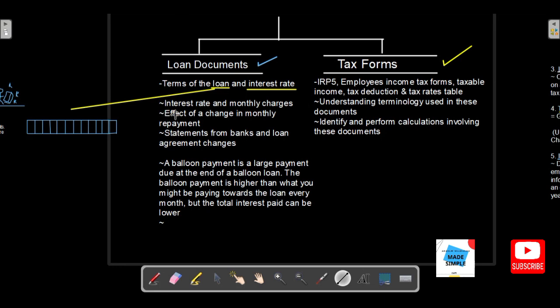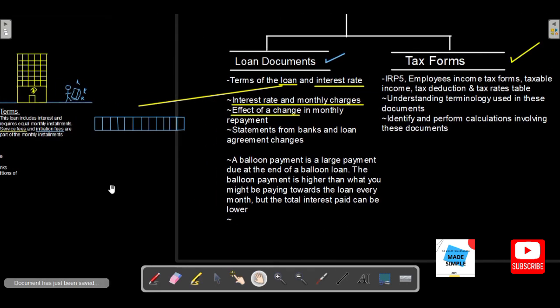We'll also look at how these relate to each other, the monthly charges and interest rates, and how they are part of the loan as well. We will also explore the effect of a change in a monthly repayment. Remember, monthly repayment changes, and we will see how and why. We'll look at statements from banks and loan agreements, and these changes, and explore some of these terms as well.